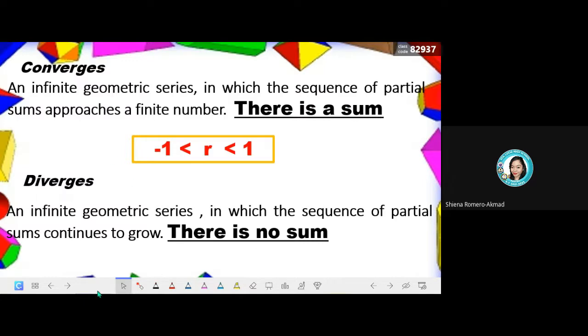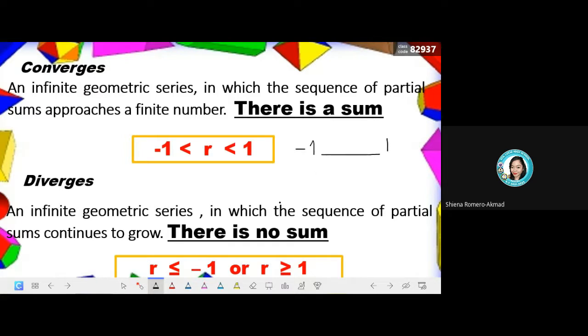Pag diverges, yung ratio niya is less than or equal to negative 1, o kaya naman, greater than or equal to 1. Okay. Ano yung ibig sabihin nun? If the ratio is in between negative 1 and 1, yung nasa pagitan niya, basta hindi magiging negative 1, ha? Basta hindi magiging negative 1 at hindi magiging 1 yung ratio mo, merong sum yan.